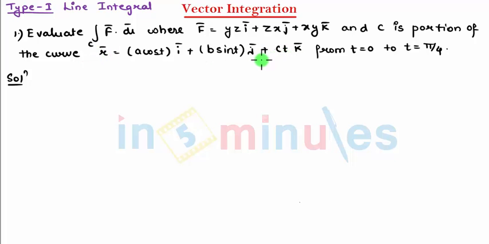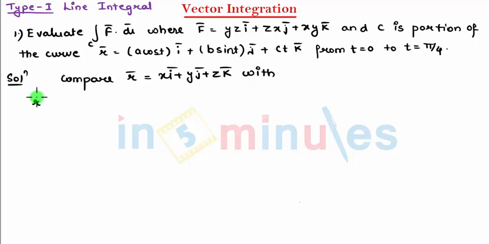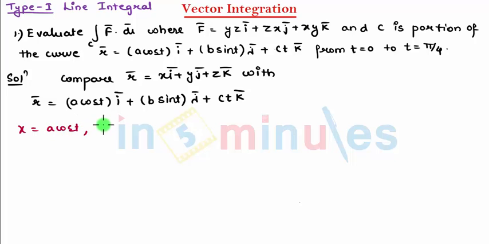If we see r bar, you can easily understand that they are nothing but parametric equations. So what I need to do is compare. So I say compare r bar, that is x i bar plus y j bar plus z k bar, with r bar equal to a cos t i bar plus b sin t j bar plus c t k bar. So when you compare this, you get x is a cos t, y is b sin t and z is ct. So I got x, y and z.